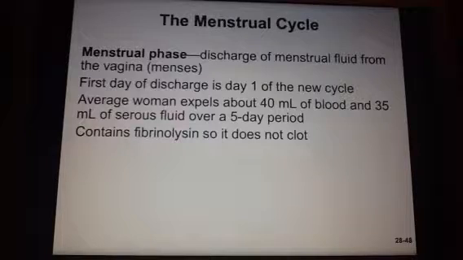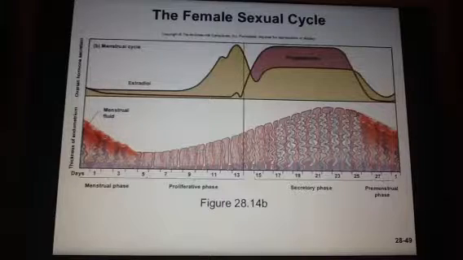So the menstrual phase then is the discharge of menstrual fluid from the vagina. The first day of discharge is day 1 of the new cycle. An average woman would expect to expel 40 milliliters of blood, 35 milliliters of serous fluid over a 5-day period. It contains a protein, so it does not clot, even though sometimes it feels like it.